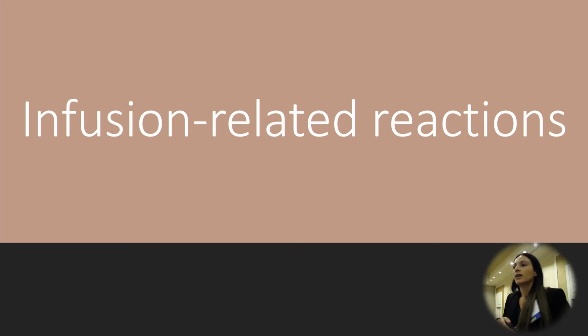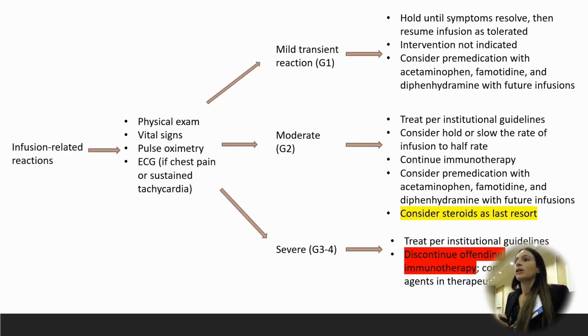So infusion-related reactions, you will treat them as you treat any other. You're going to do some Benadryl, Tylenol. For moderate, you're going to do the same, and you might consider some steroids. And for severe, grade 3 and 4, you might have to discontinue the immunotherapy. We did have a case in Aventura of a patient with lung cancer who developed angioedema, and she ended up in the hospital. We couldn't restart the immunotherapy on that patient because she did end up in the hospital, and she was very sick.